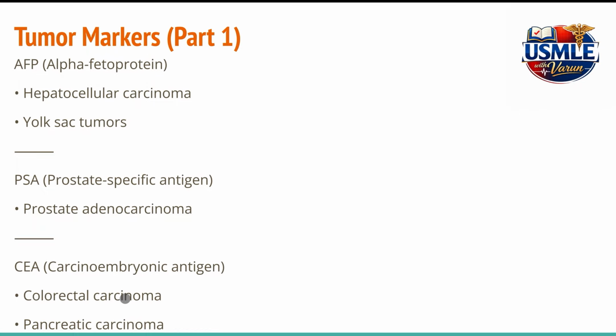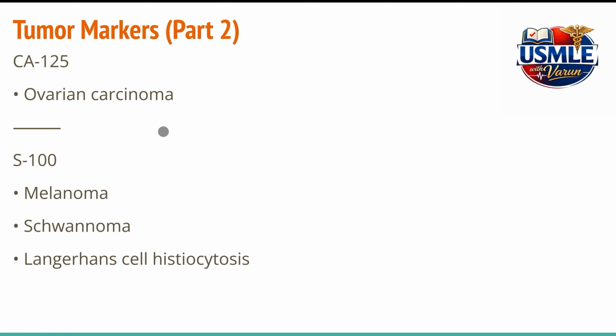So we need to remember that these markers are more useful for follow-up rather than just diagnosis. So these markers are mainly used as prognostic indicators and to check response to treatment. CA125 is commonly used in ovarian cancer, whereas S100 is a protein that is found in certain cells and is associated with cancers like melanoma and some nerve-related tumors like schwannoma and Langerhans cell histiocytosis. These markers help us track disease progression.